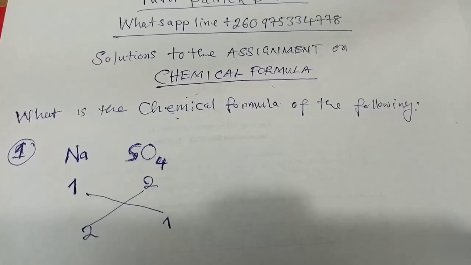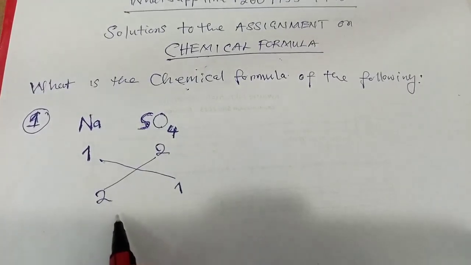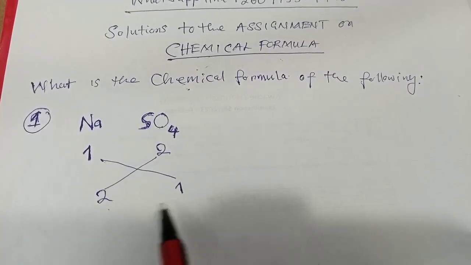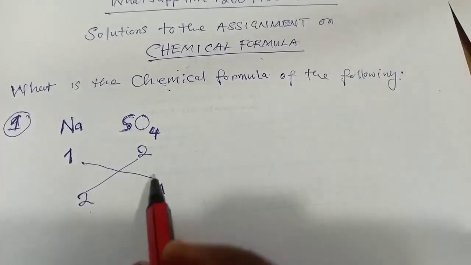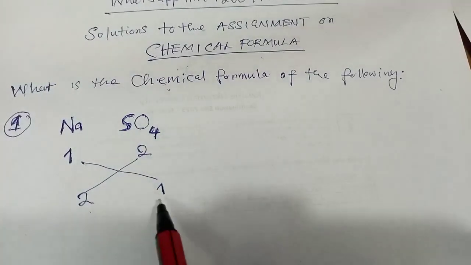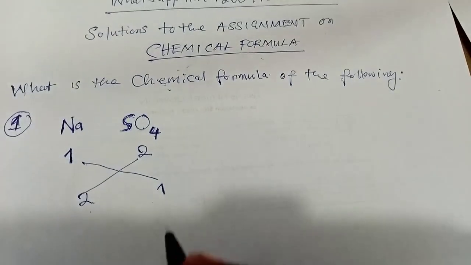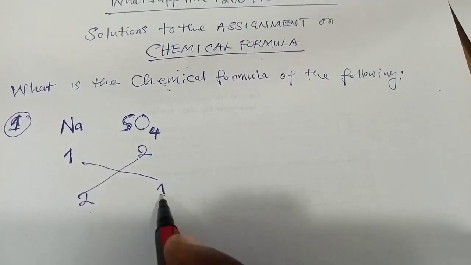Okay, the next thing to do here is to look for a common factor. A common factor is a number that when you divide these 2 numbers, it will give you 0 remainder. It will not leave any remainder. So what is that number? That number is just 1. 1 can go into 1 without leaving a remainder.